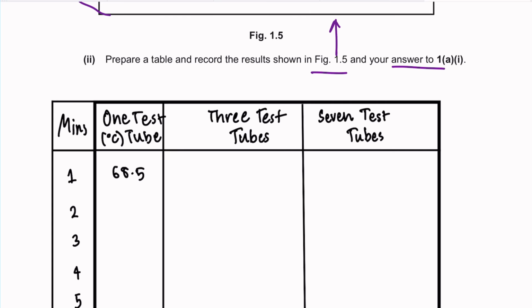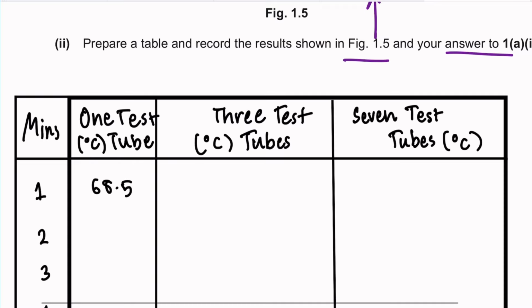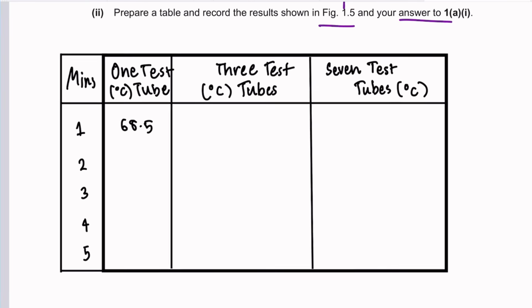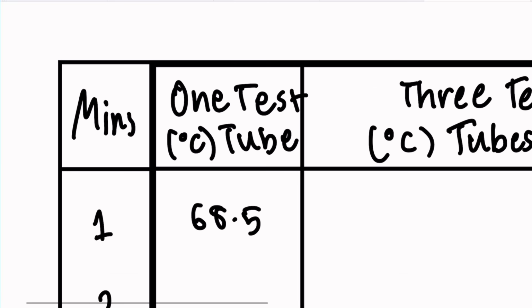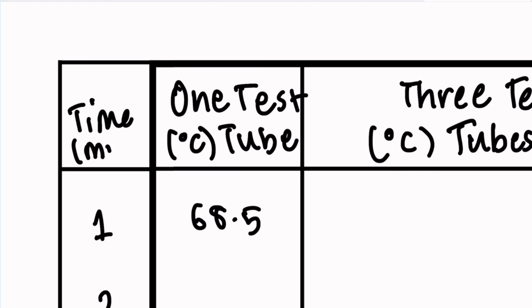Again, units always in the header only. Degrees Celsius, this should be in minutes, that's fine. I would probably say this should instead be time in minutes. So time in minutes.